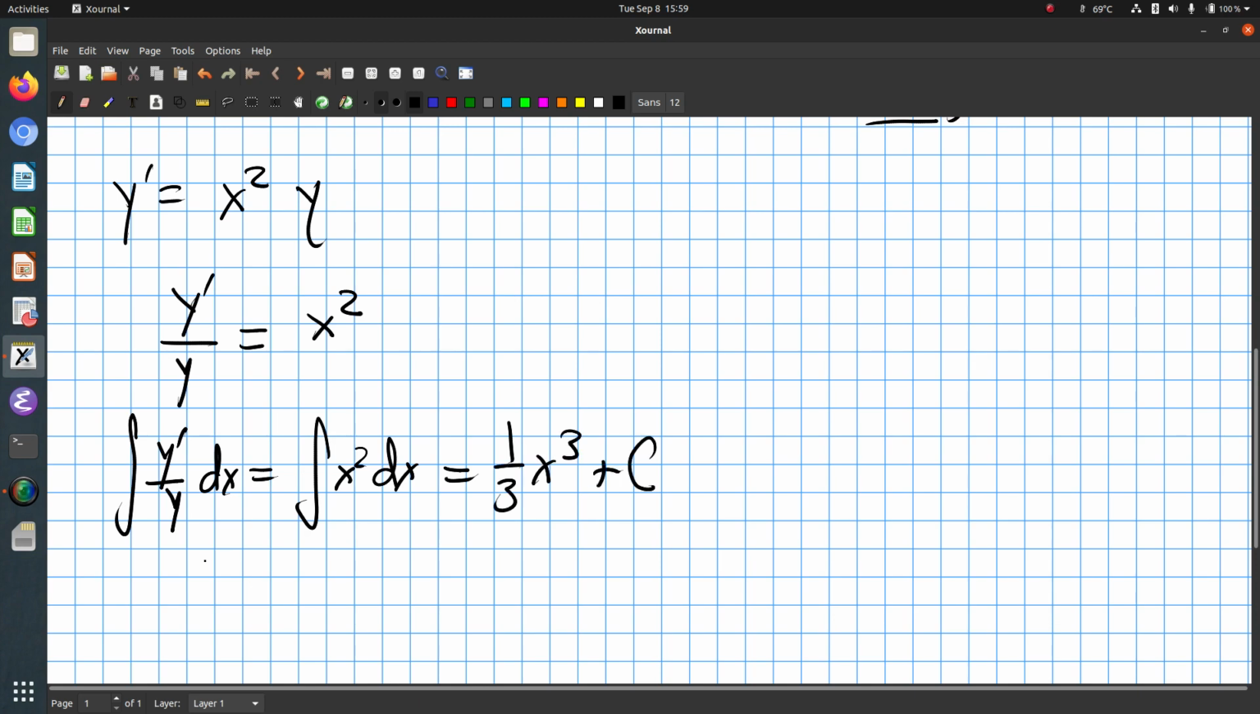The left side, what about that? y prime over y. Where have I heard that before? Yes, y prime over y is natural log of y. Okay, cool. So this is natural log of absolute value of y. Great. I want to solve for y. What do I do? Well, let's exponentiate both sides.